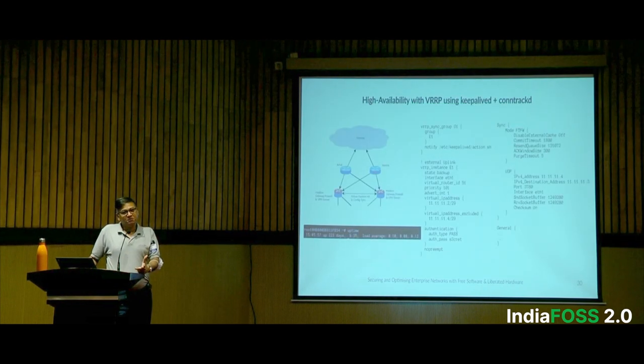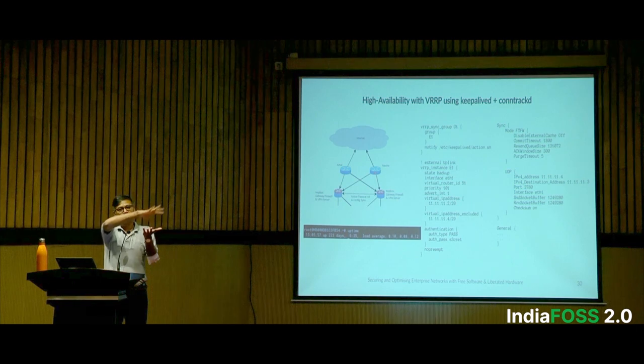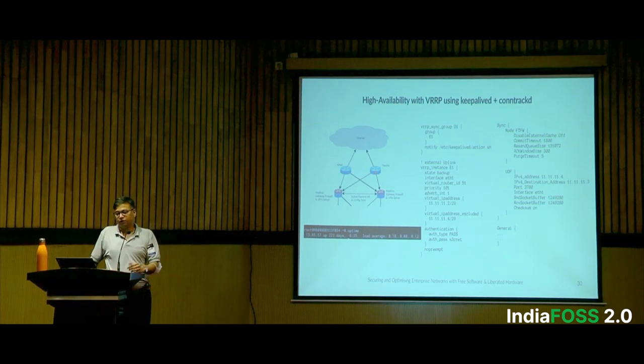Then the next problem was of high availability, configuring high availability for the device. So just in case a device fails, the other device should take up the responsibilities automatically. For that, VRRP has to be used. We used VRRP, and the software that we use is called Keepalived. And conntrackd also helps in keeping the conntrack states synchronized between both the devices. So if this one goes down, your connections are not broken because the other device already has the conntrack table populated.